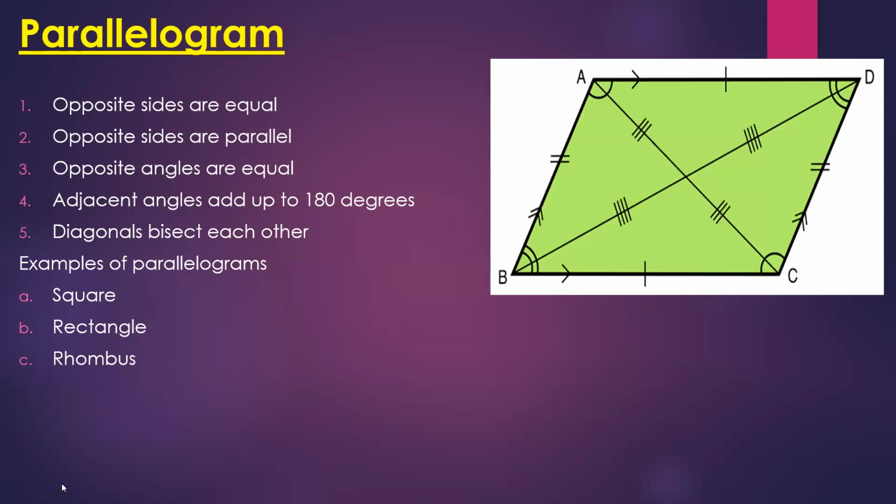Because if you look at a rectangle, what do we know about a rectangle in terms of its angle measurement? This one is 90 degrees, right? And this one is also 90. If you add 90 and 90, what do you get? 180. So adjacent angles add up to 180 degrees. Okay, fine.